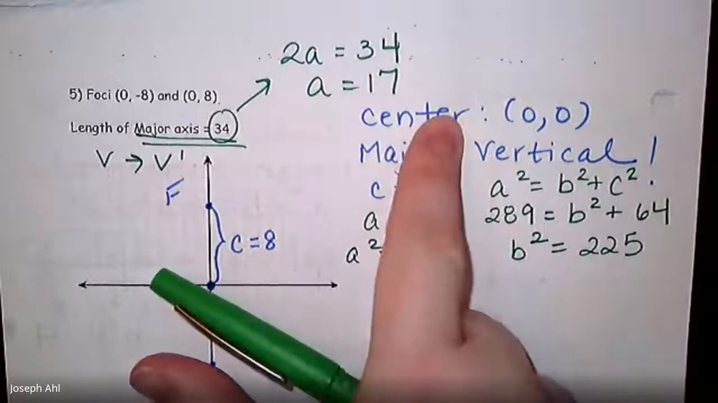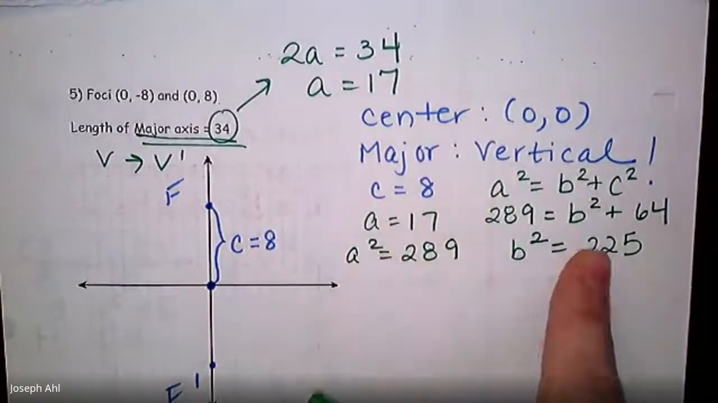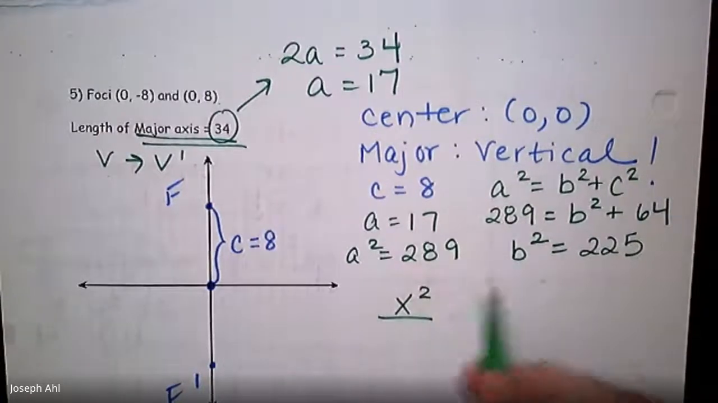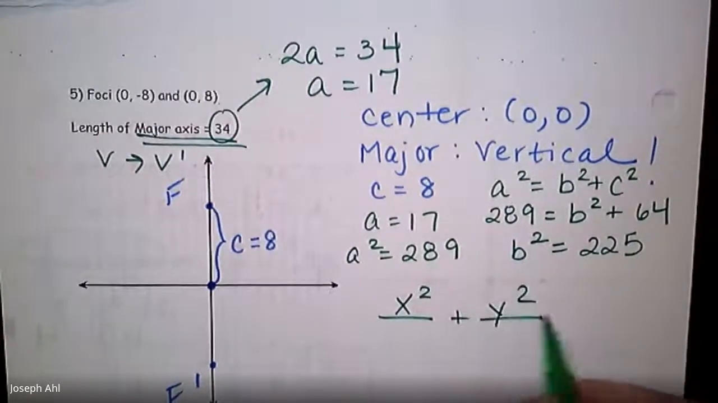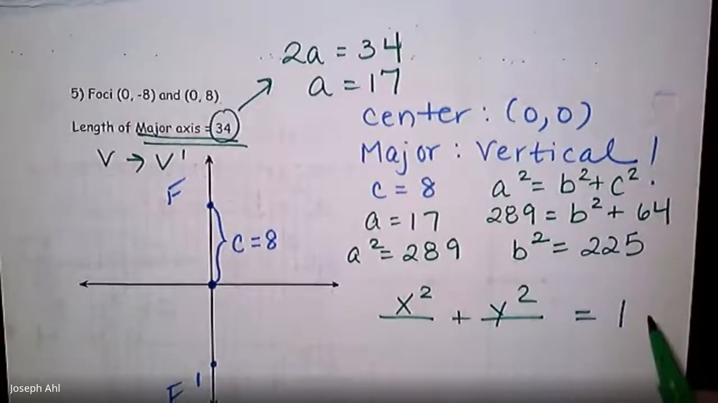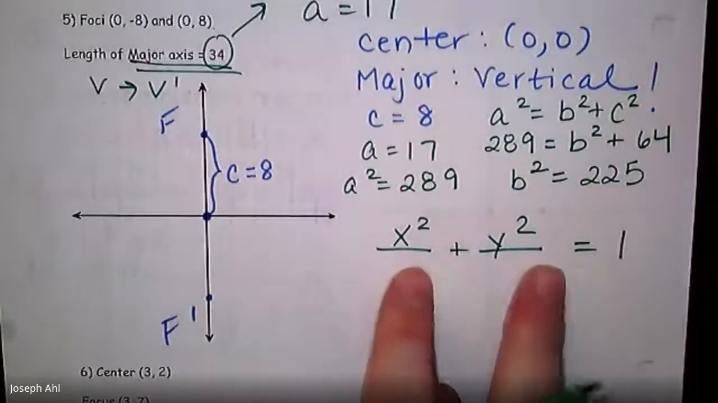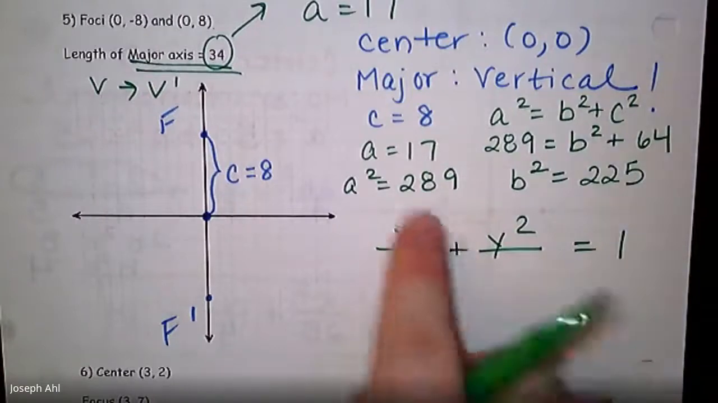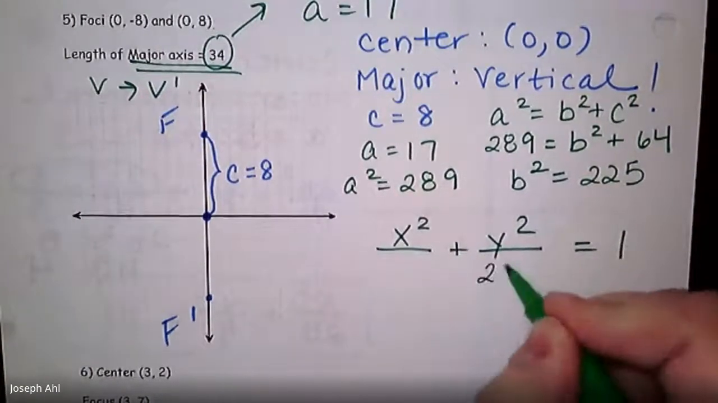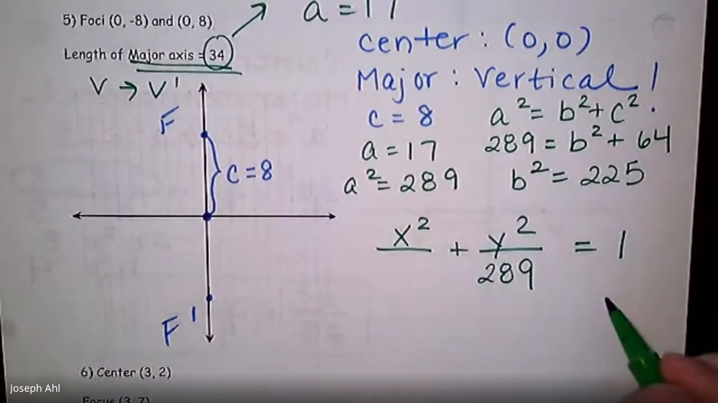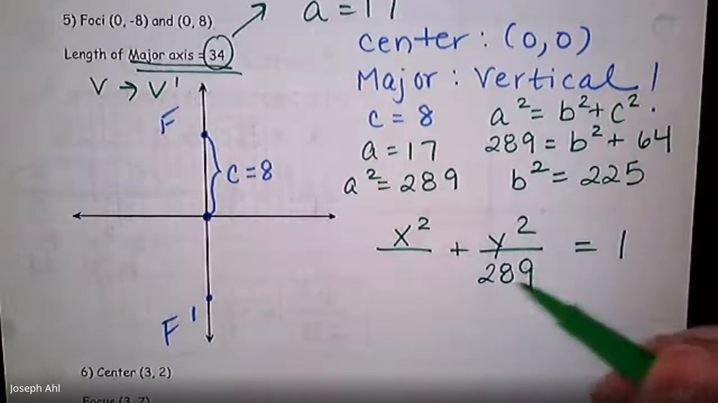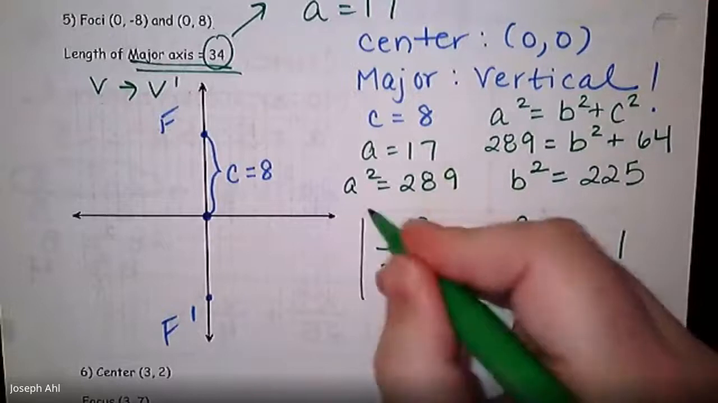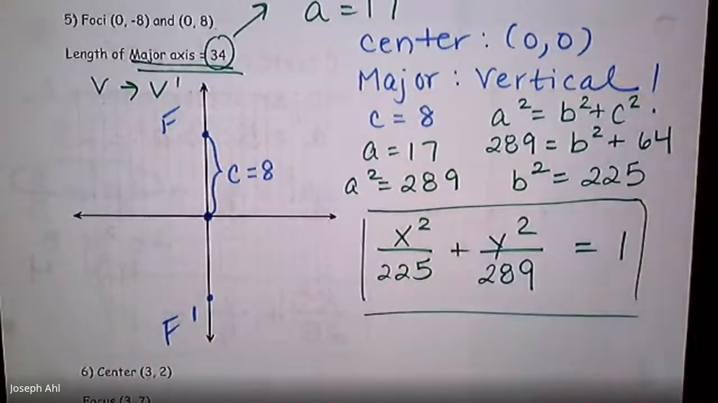So we've got a center. We know the major is vertical. We've got A squared, we've got B squared. Let's put it all together. It's going to be X squared over plus Y squared over equals 1, and then I'm done. Okay, I kind of purposefully left out the denominators because this is the first time you really have to think carefully about the bigger number has to go underneath the Y's. The major axis goes up and down. 289 should be under Y squared. 225 should be under X squared. And then I'm all done.